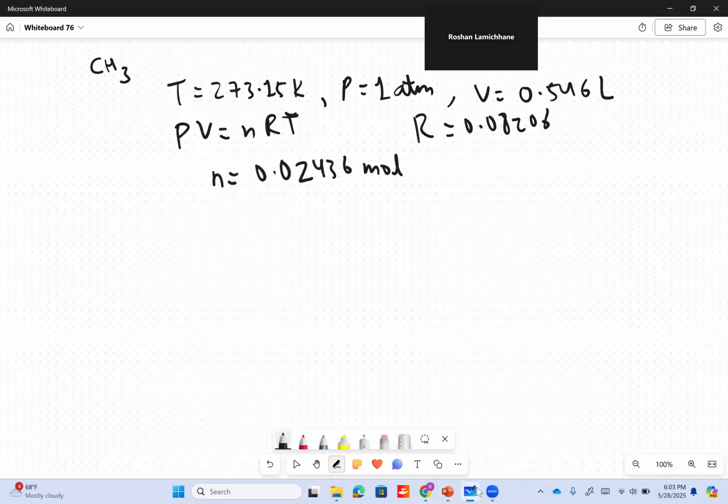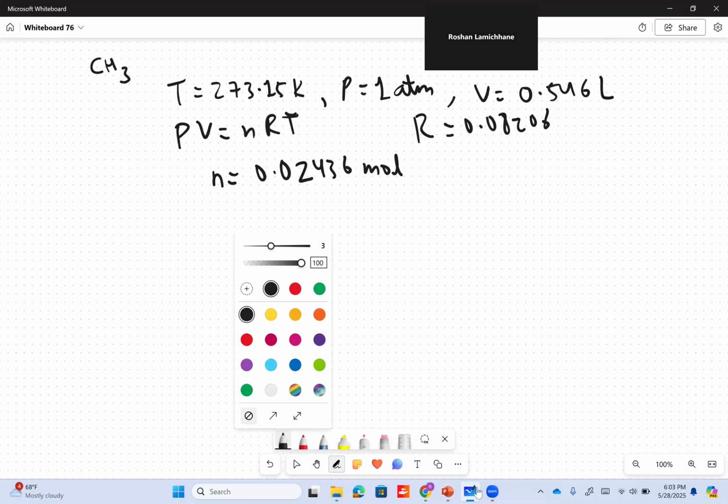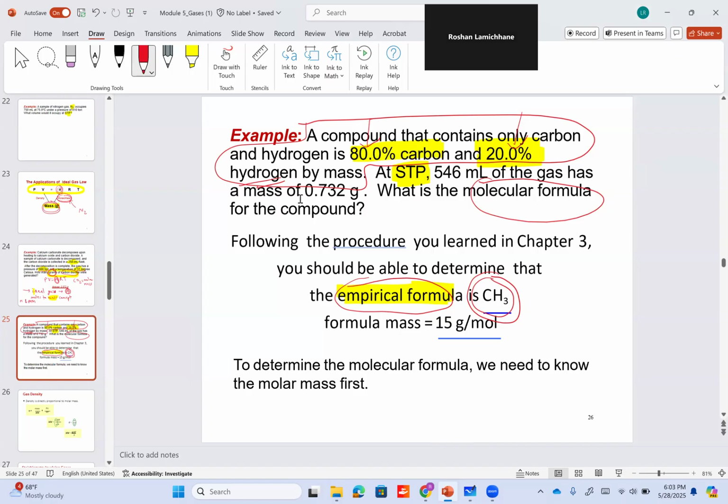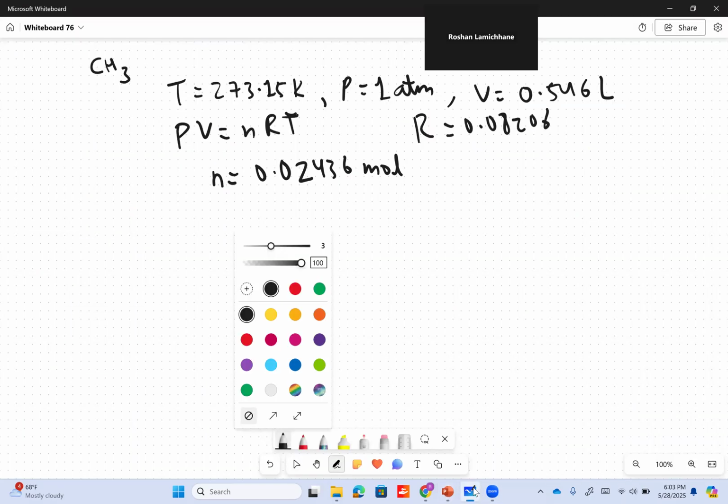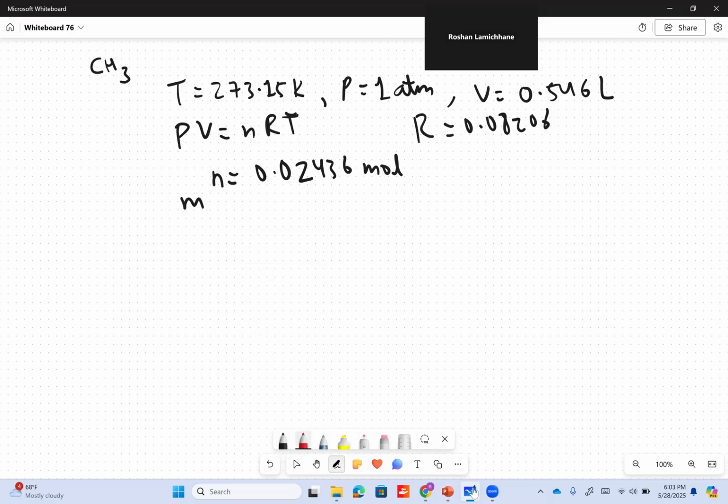Now, why did I figure out the number of moles? Because, like I said, my mass has been provided to me here. It tells me that the mass of the gas is 0.732 gram. The mass has been provided to me as 0.732 gram. Now, how do I find molar mass?